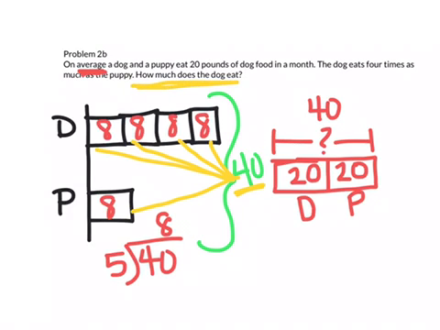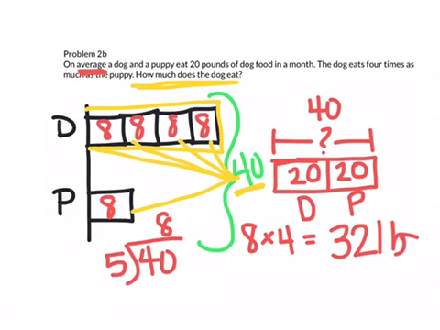Here is the dog. This is what we need to know: 8 in 4 groups, 4 boxes of 8. So, again, 8 times 4, basic multiplication, is 32 pounds. So the dog eats 32 pounds. The puppy eats 8.